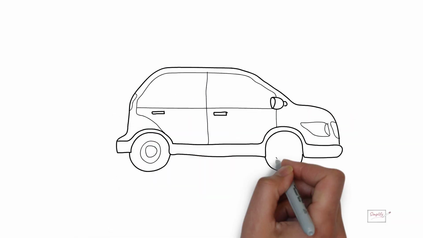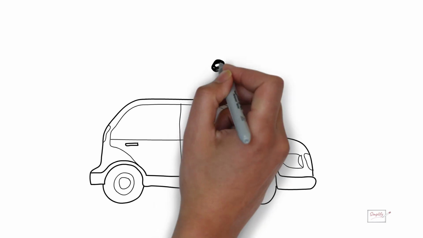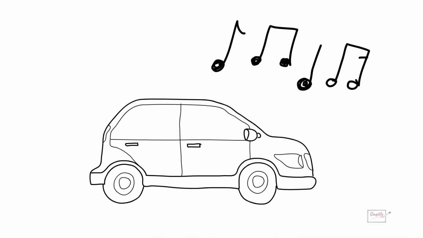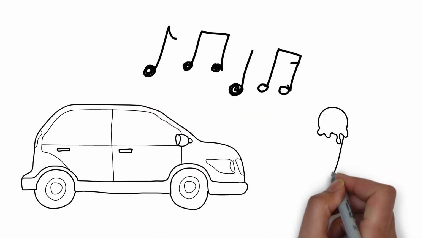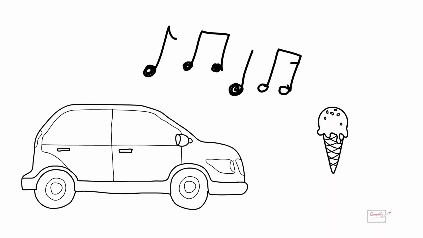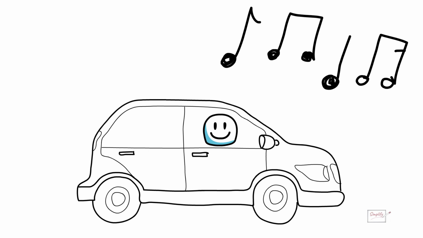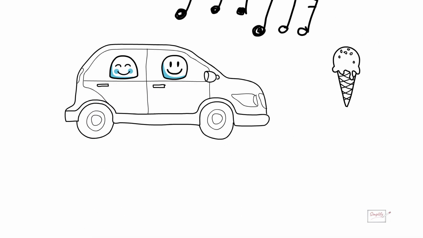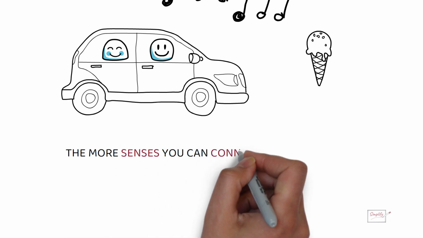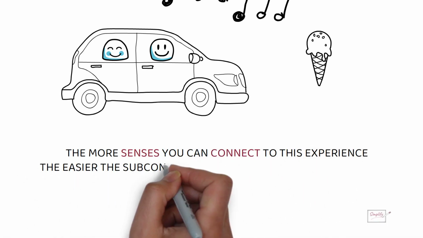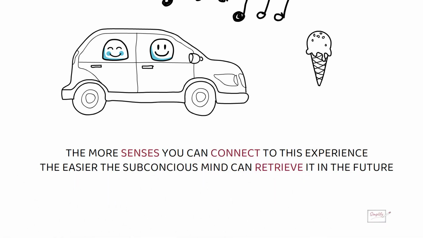But make it memorable. Get in your car, put the windows down, turn the music up, and sing your favorite songs to that delicious vanilla ice cream cone. When you're all happy, take a mental picture of your surroundings. Identify the sounds, smells, tastes, and all the physical things around you. The more senses you can connect to this experience, the easier the subconscious mind can retrieve it in the future.